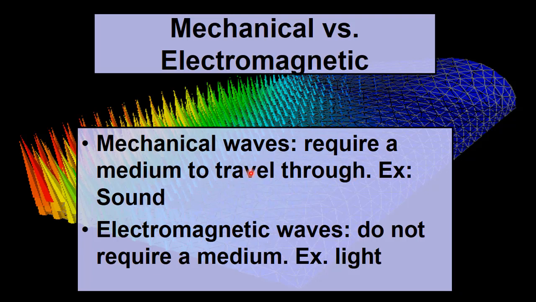Mechanical waves are those waves that require a medium to travel through. जब तक कोई मीडियम नहीं होगा, मैकेनिकल वेव्स ट्रैवल नहीं कर सकती. For example, sound wave. For sound wave to travel, there must be a medium because sound cannot travel through vacuum. And in electromagnetic wave, these waves do not require a medium. These waves can travel through vacuum. For example, light waves.